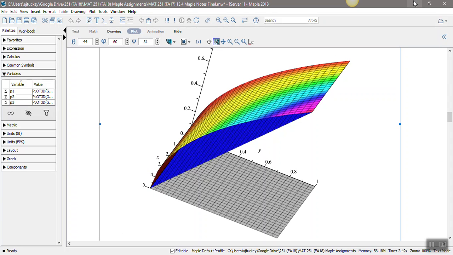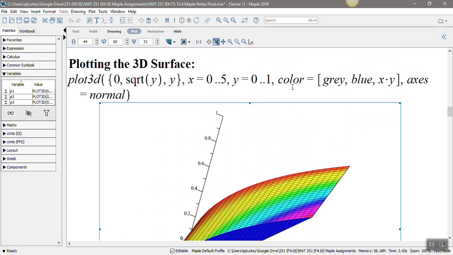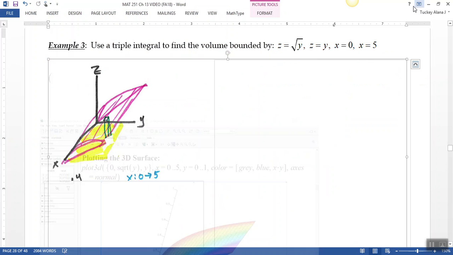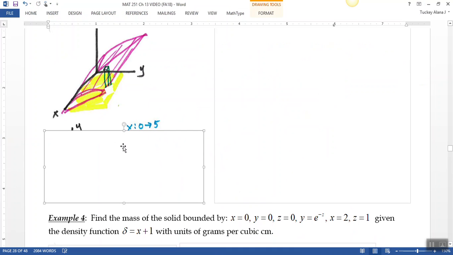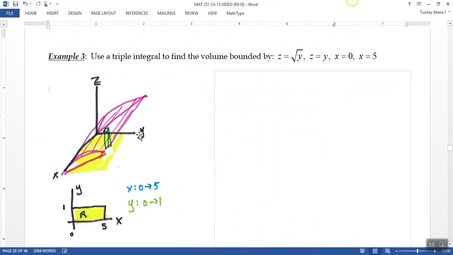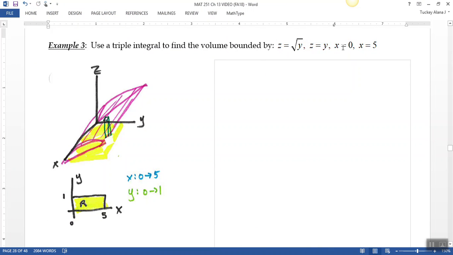Now, how do I find that region? I mean, how did I know that y was going to go from 0 to 1? Well, you can set the two equations equal to each other and solve, but you can also just look. If x is going to go from 0 to 5, y is going to go from 0 to 1, because the square root of y is equal to y when y is equal to 1. And there you have it. That's where the 1 comes from, that's where the 5 comes from, which is nice because that means this region's easy.